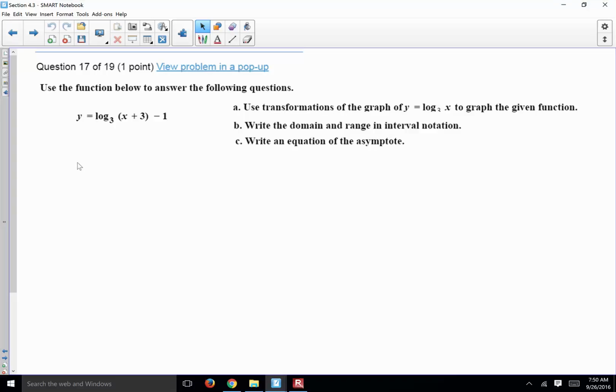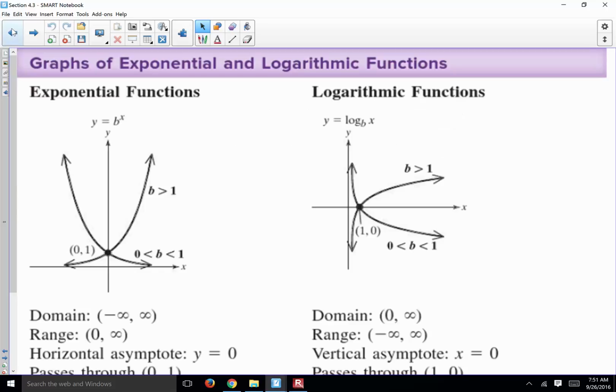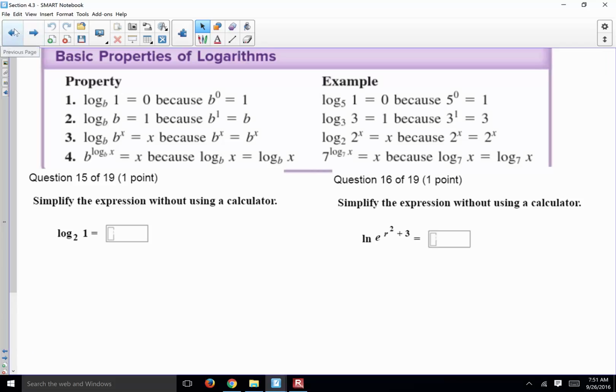Okay, good morning. So today we're going to finish section 4.3, logarithms. The definition of logarithms and the basic rules of logarithms will be covered today. And let me go back a few slides and review what we did on Friday.